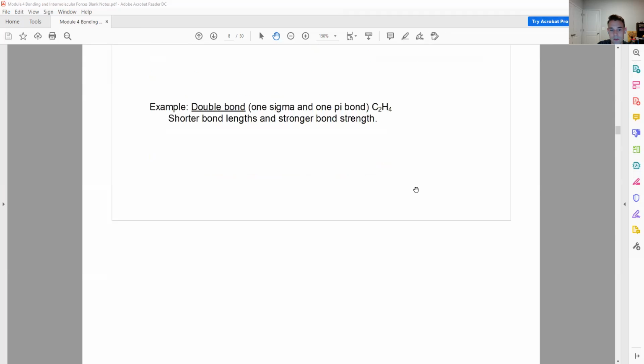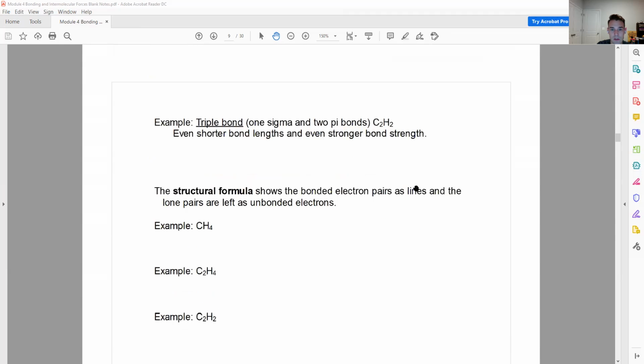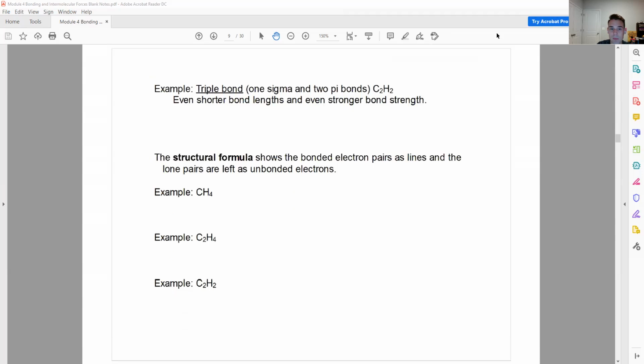Okay, so that's double. So let's look at triple. A triple bond has 1 sigma and 2 pi bonds, excuse me. And they are the shortest and the strongest of those 3 types. So we have C2H2, so 2 carbons, and then 2 hydrogens. So that's going to be a hydrogen on each carbon. And then you'll notice there are 3 lonely electrons on each carbon. And so they'll pair up, and now you'll have 6.